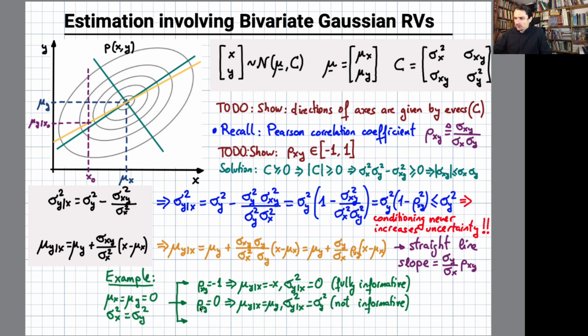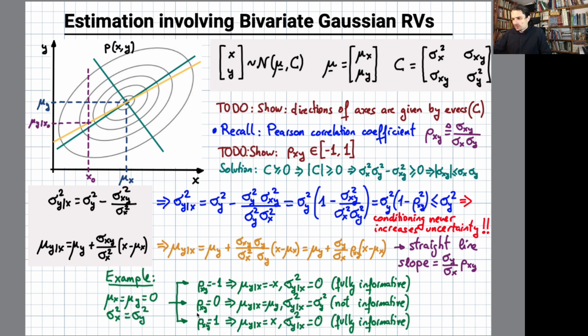When rho xy is 0, as we said, those variables are uncorrelated. We see that the posterior mean will be just equal to the prior mean, so in this case 0, and the posterior variance will equal the prior variance. So, I mean, we haven't learned anything. Our uncertainty has not decreased, okay? So we say that in this case x is not informative about y, okay?